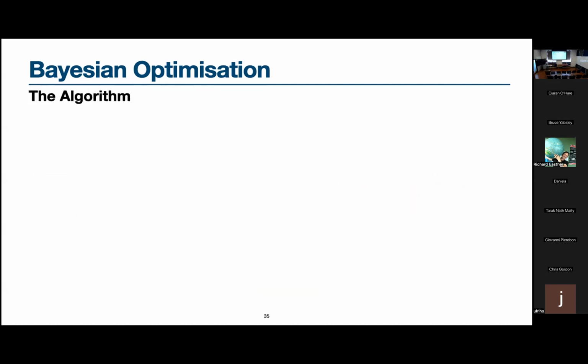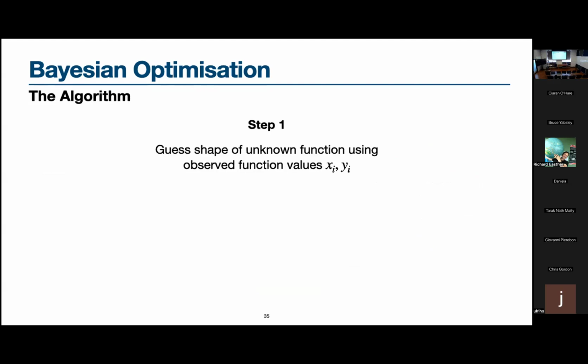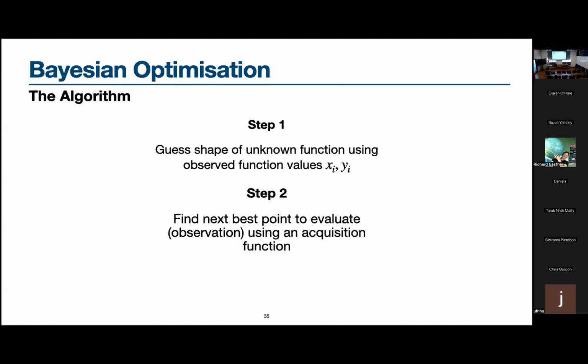The idea behind the Bayesian optimization algorithm is based on two steps. So the first step is, given a set of training points, you try to guess or interpolate the shape of the likelihood function using these training points. And step two is, using your guess for your likelihood function, you figure out what is the next best point to evaluate your likelihood function at. And this is done using criteria based on some acquisition function. And then you repeat these steps until you're satisfied that your Bayesian optimization algorithm has reached convergence.